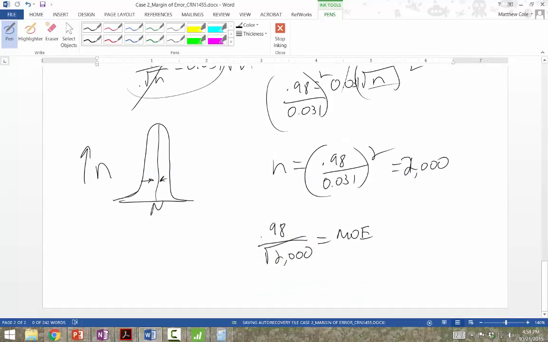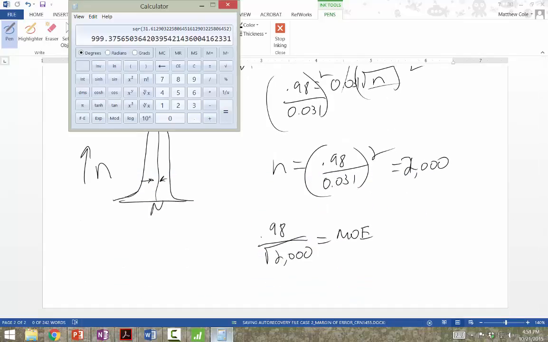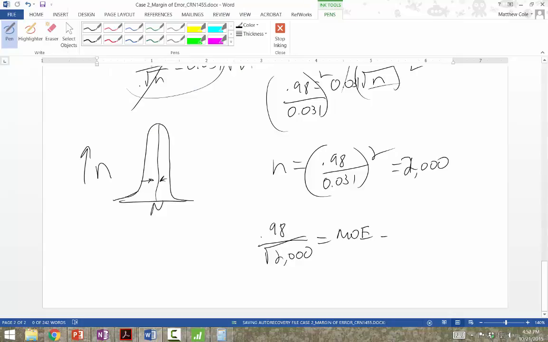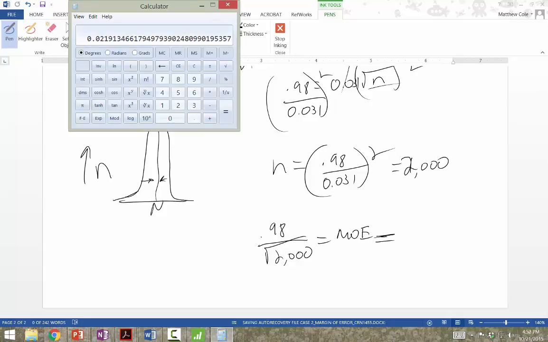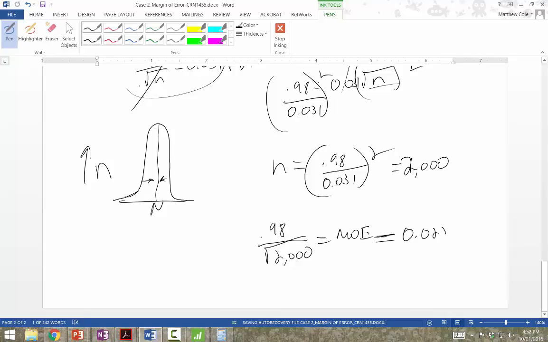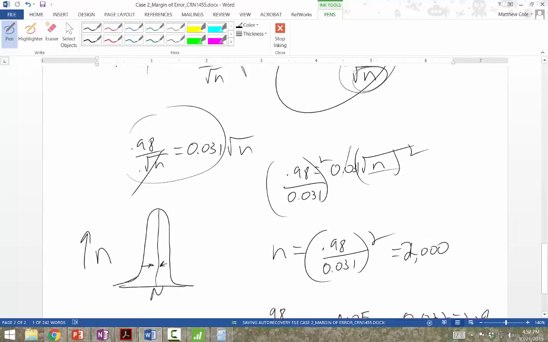So let's just go ahead and solve for that then. Okay. So 0.98 divided by the square root of 2,000, in parentheses, equals, well, what did we get? Now we got, so that equals 0.022. 0.022. What does that equal? 2.2%. So did the margin of error get bigger or smaller?